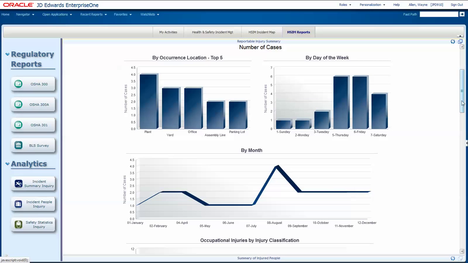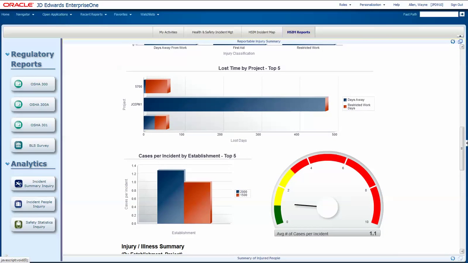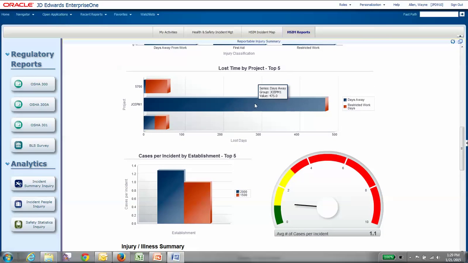Another key metric Wayne analyzes is the lost time by project. He easily notices that they have one project in particular that has a much higher lost time rate compared to the others. Not only is the lost time rate higher, but the majority of that lost time is days away from work. It is time for a meeting with the project managers to find out why they are having so many incidents that are resulting in employees missing work. These are just an example of the many metrics available to Wayne to help him drive down his company's incident rate.